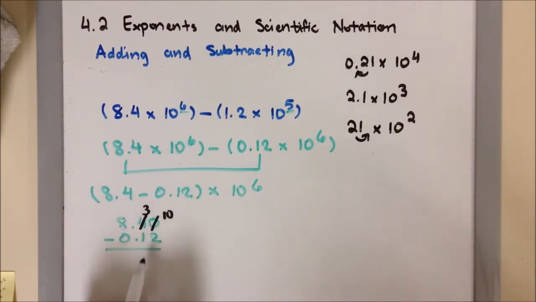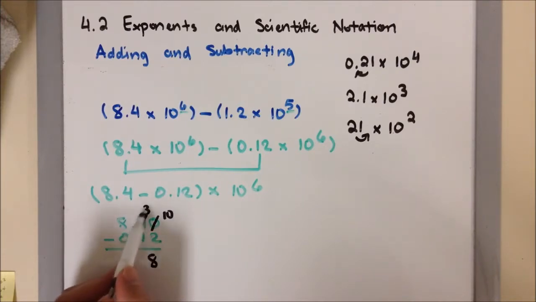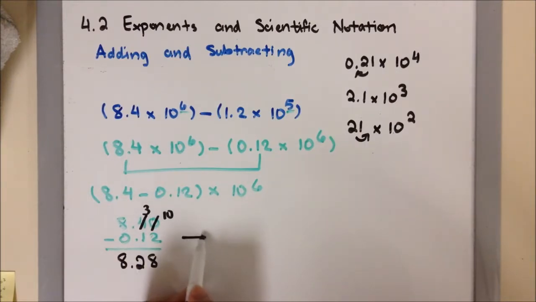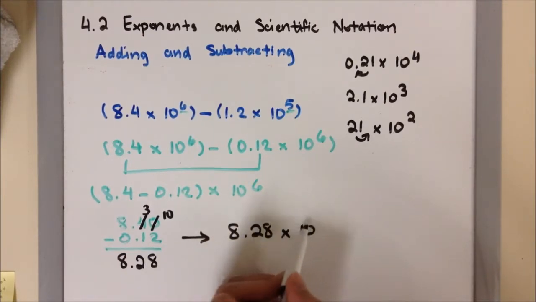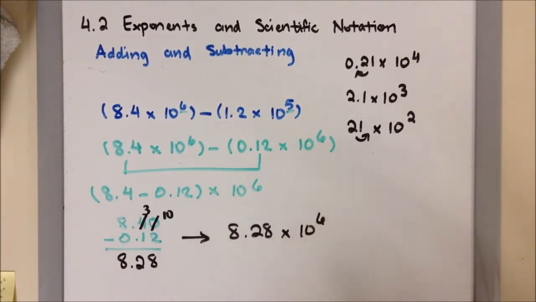So 10 minus 2, that's 8. 3 minus 1, that's 2. 8 minus 0 is just 8. So it's going to be 8.28 times 10 to the 6th power.